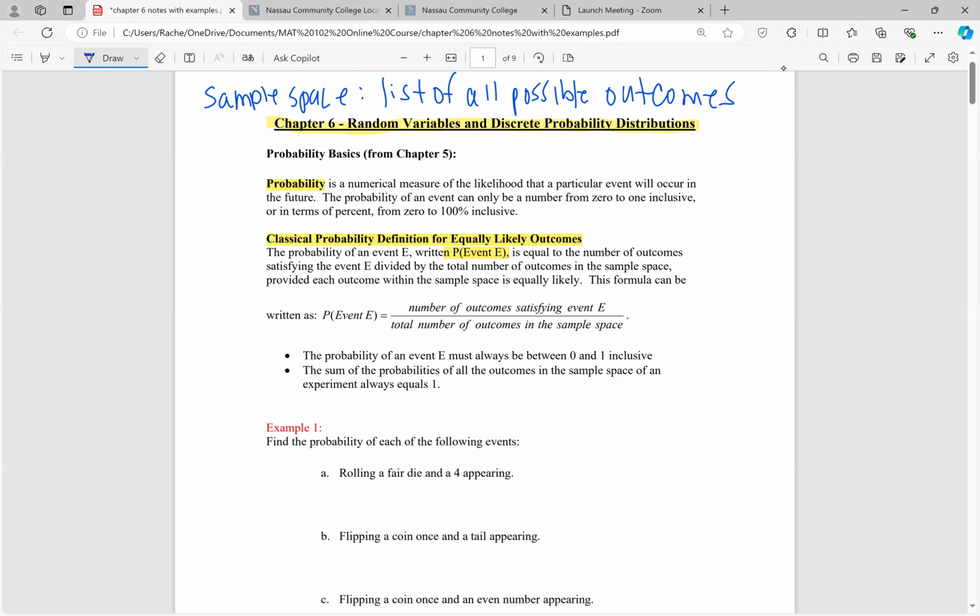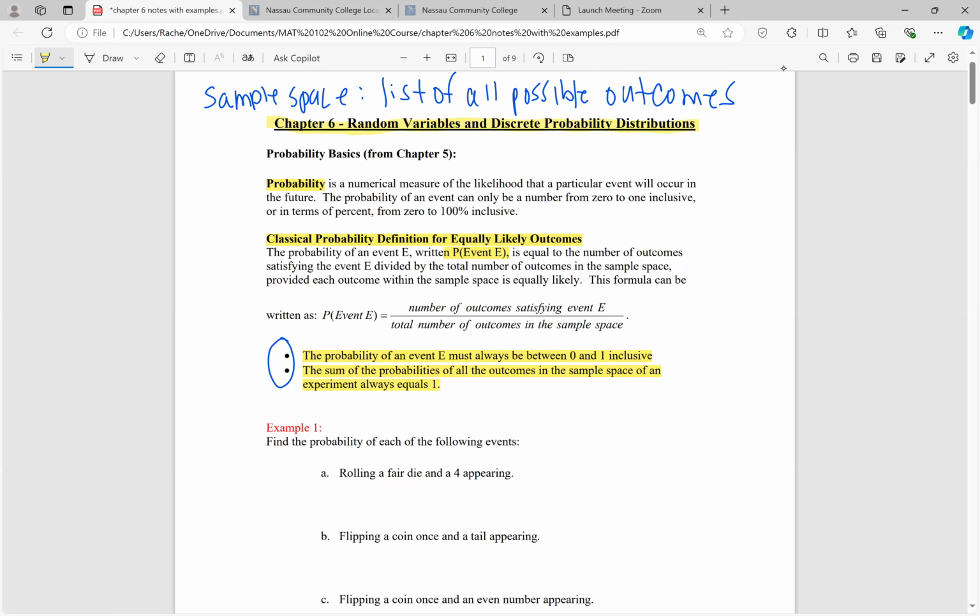Before we get into example 1, I just want to point out these 2 important bullets here. The probability of an event always has to be between 0 and 1 inclusive. It's not possible to have a negative probability, and it's not possible to have a probability that's greater than 1 or 100%. And if I were to sum up all the probabilities of all the outcomes of an experiment, so of all the outcomes in the sample space, that sum will always equal 1.